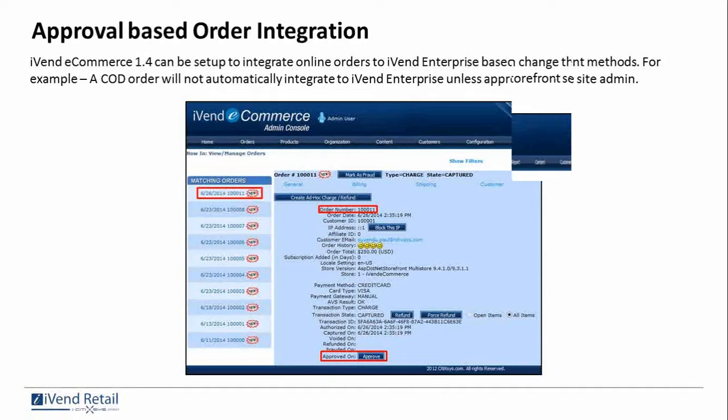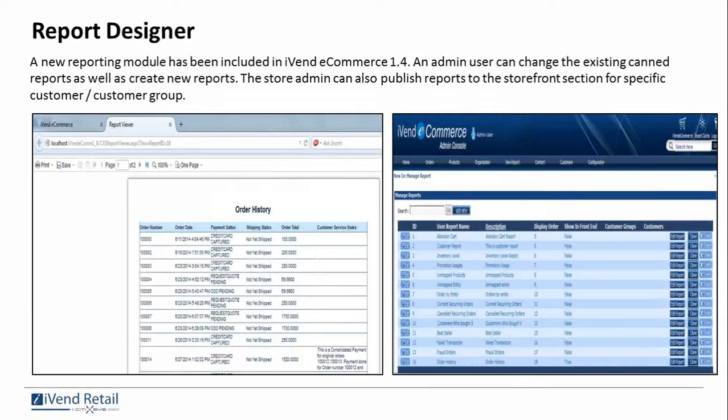Report designer. A new reporting module has been included in iVend eCommerce 1.4. So now an admin user can change the existing canned report as well as create new reports. The store admin can also publish reports to the storefront section or the shopper console for specific customer as well as for customer group. So if you create a report and you want to show it to the particular customer or customer group, that can be done now. This is a very important and very good tool for the store administrator.